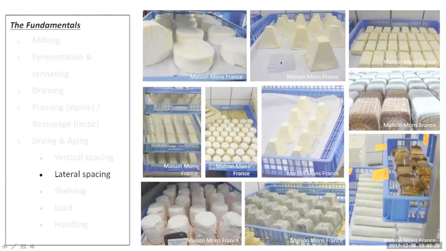Here you can see we have quite a wet print from the bottom of this cheese. So changing out the paper is another thing that can be done to accomplish uniform treatment of cheese across lots and over time. Okay, so just a few examples of lateral spacing.